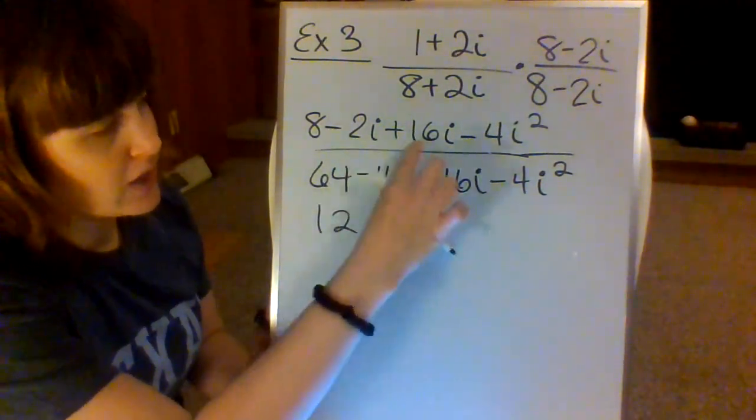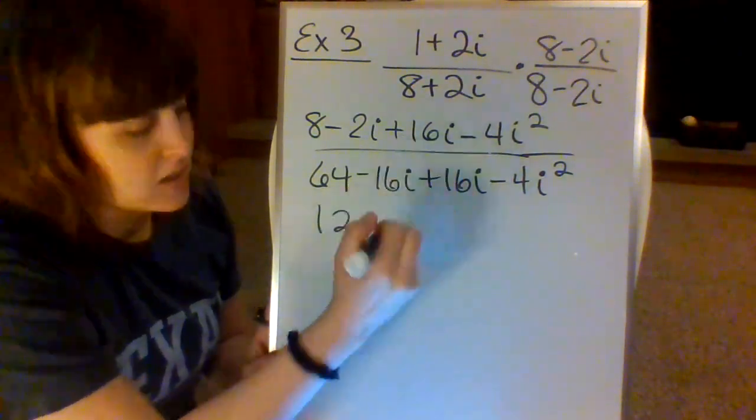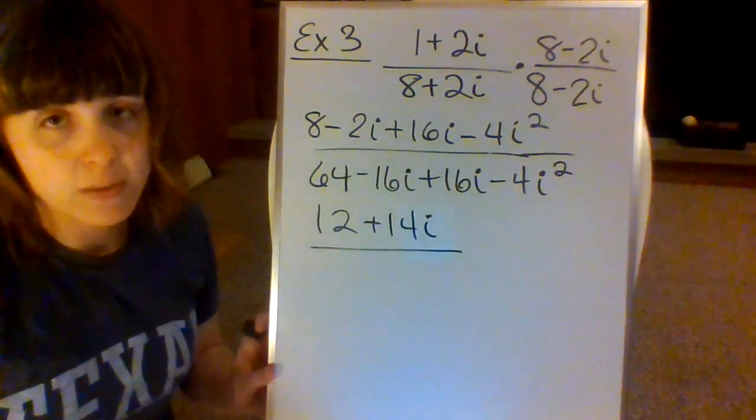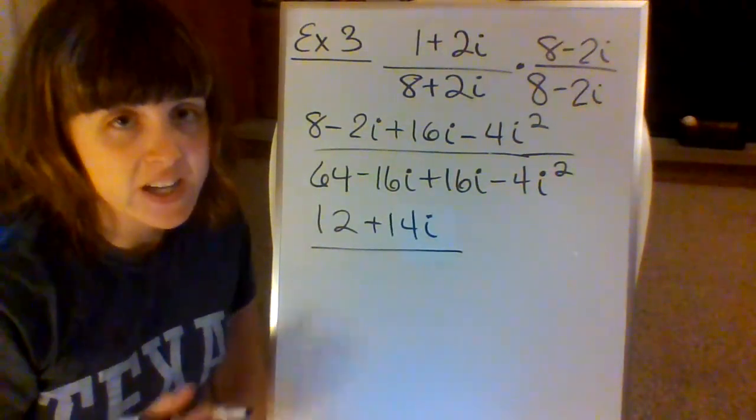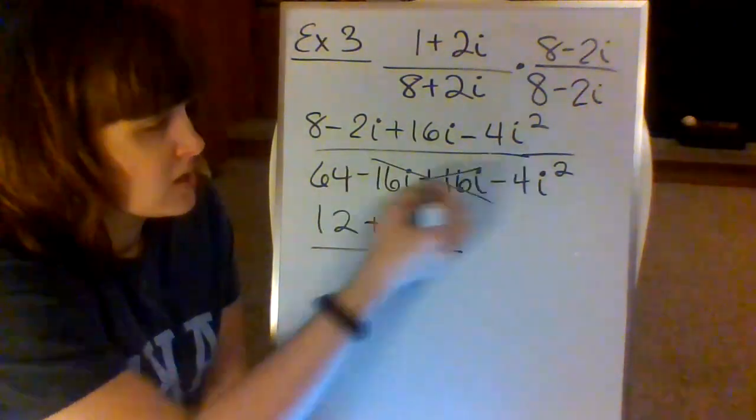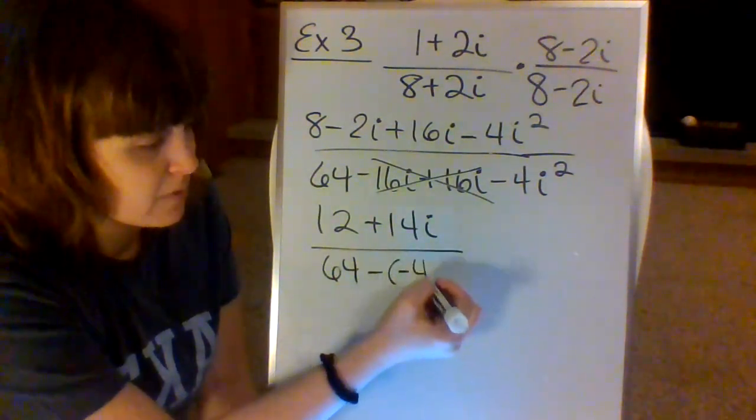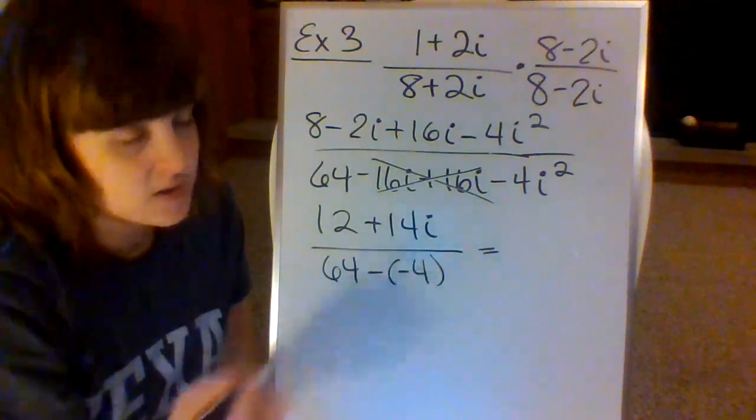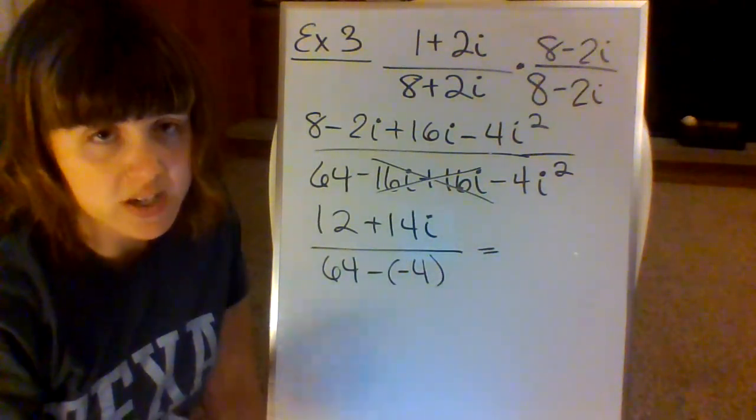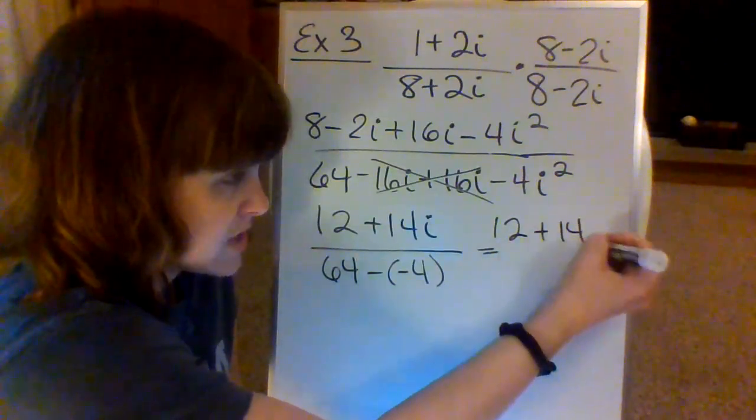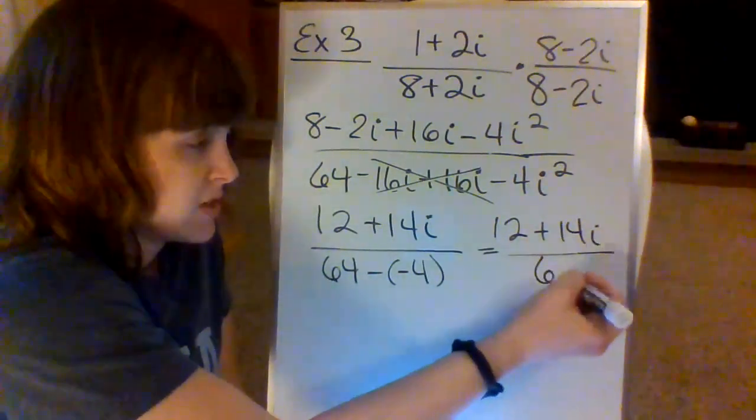Now, negative 2i plus 16i makes 14i. And on the bottom, remember I said the middle parts are going to cancel out every time. So we just have 64 minus negative 4. So 64 plus 4 is 68. So final answer, (12 plus 14i) over 68.